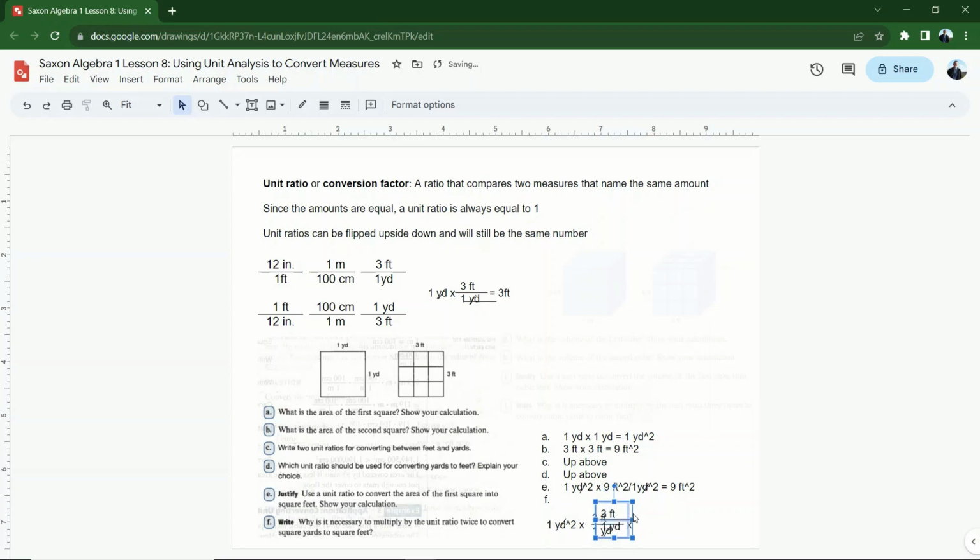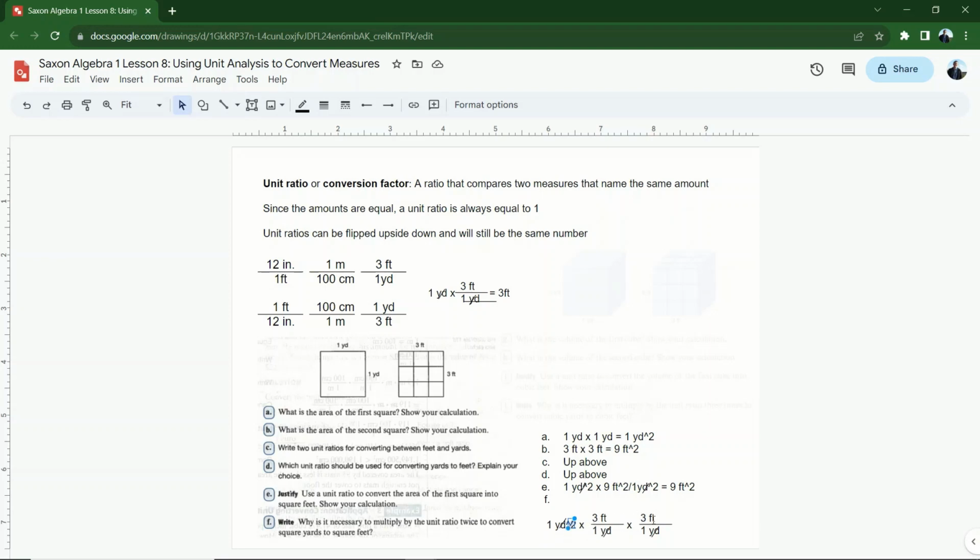So 3 feet per 1 yard, I'm going to move that over. This second yard is going to cancel the other yard in yards squared. Because what is yards squared? It's yard times yards. I needed 2 yards to cancel it off. So if something is squared, what I need to do is multiply by the conversion factor twice. And then what am I left with?